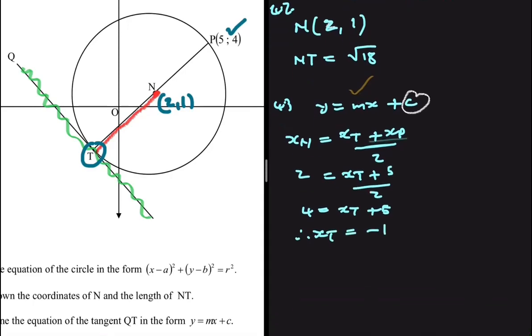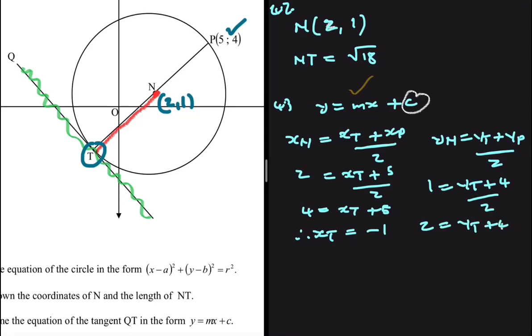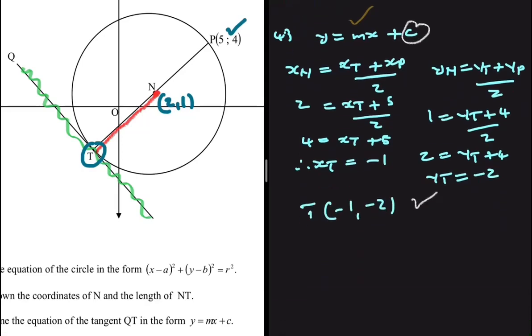Now we just need y of t. Y of n is going to be equal to y of t plus y of p, divided by 2. What is y of n? That is 1. And then y of t, what we're interested in, y of p is 4, divided by 2. We cross multiply, we get 2 is equal to y of t plus 4. So y of t is equal to 2 minus 4, which is minus 2. So the coordinates of t, we have minus 1 and minus 2. So we can go ahead and find the gradient of qt.